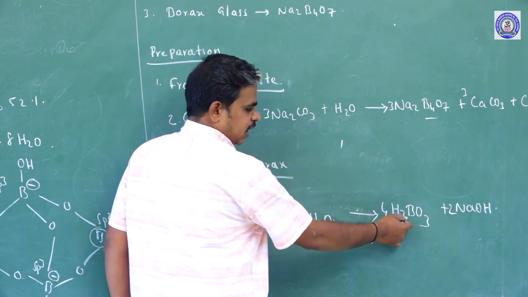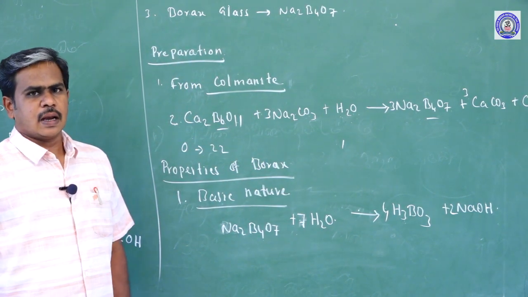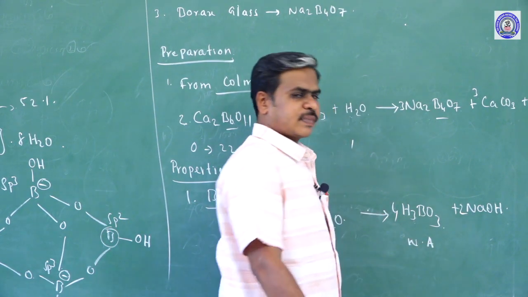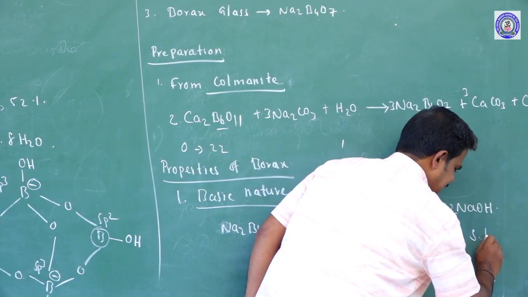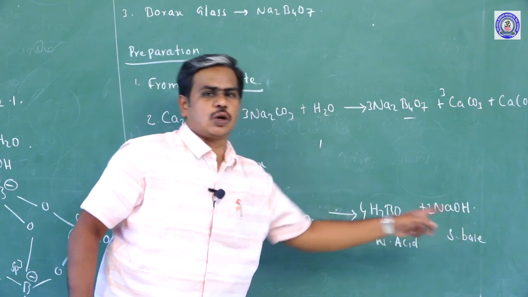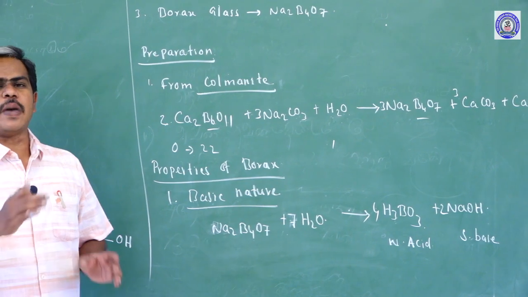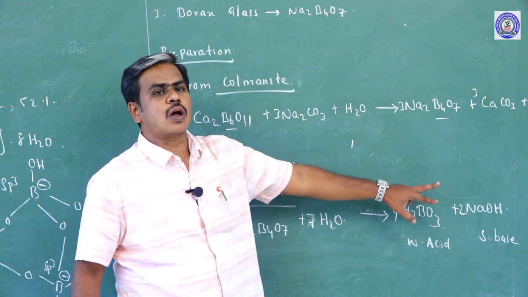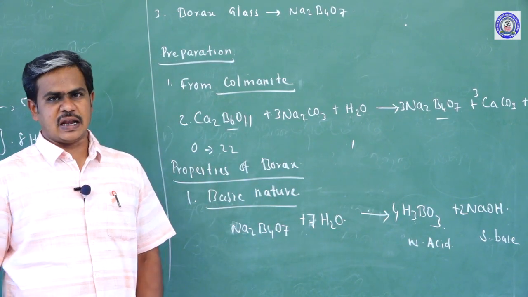So it is 4 into 3, 12, and 14. So we take 7 molecules of water. Now here boric acid is a weak acid, and sodium hydroxide is a strong base. So, totally it will produce a basic solution. So, the aqueous solution of borax is basic in nature because of sodium hydroxide, which is the strongest base. So, the aqueous solution of borax is basic in nature.